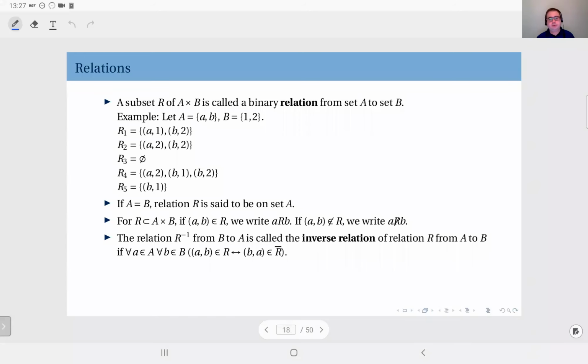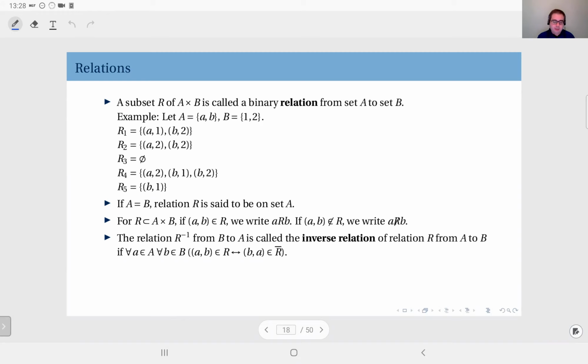Okay, that was all for sets. For the time being, we are going to come back to sets when we talk about functions and cardinality again. But at this point, we are ready to define the concept of a relation. And simply, a relation is a subset of the Cartesian product of A and B. Simple as that. We call this a binary relation from set A to set B.